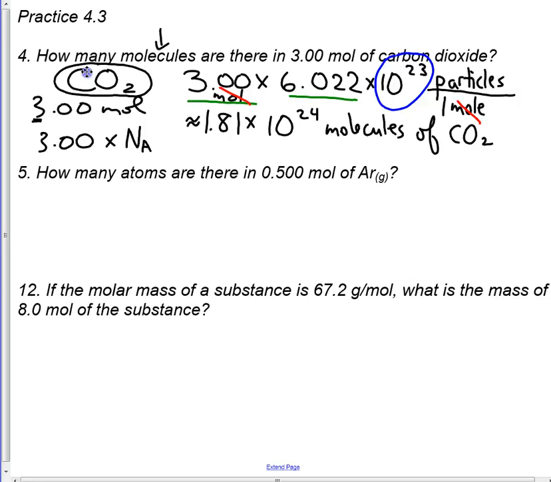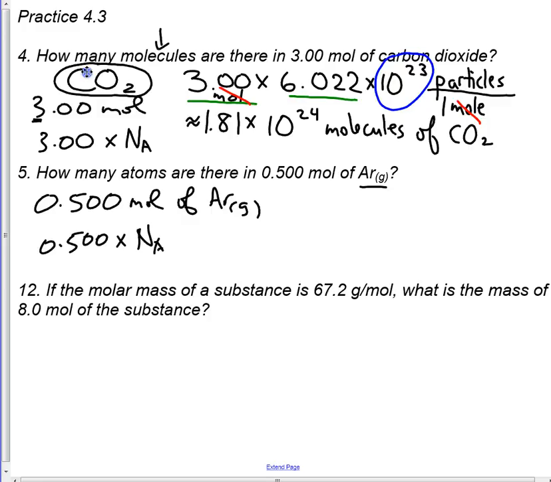Okay. Now, let's say we look at the atomic scale. This one's a little bit easier because actually this is an atomic element. So argon is monoatomic, and if we had half a mole of argon, well, that's going to be a half multiplied by Avogadro's number of argon atoms.